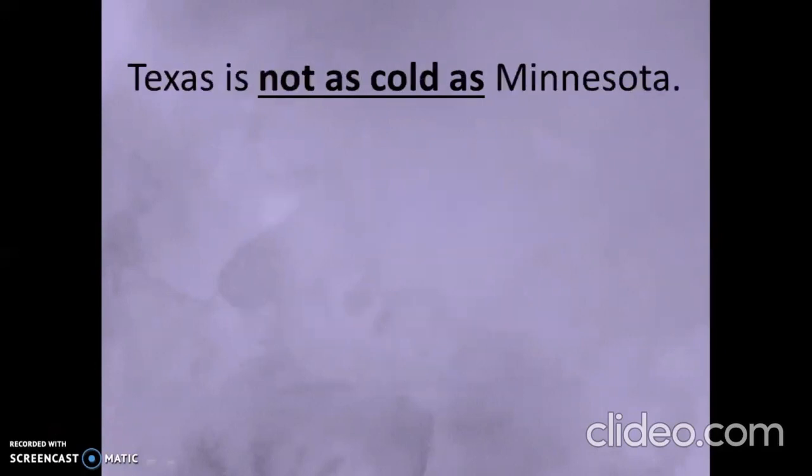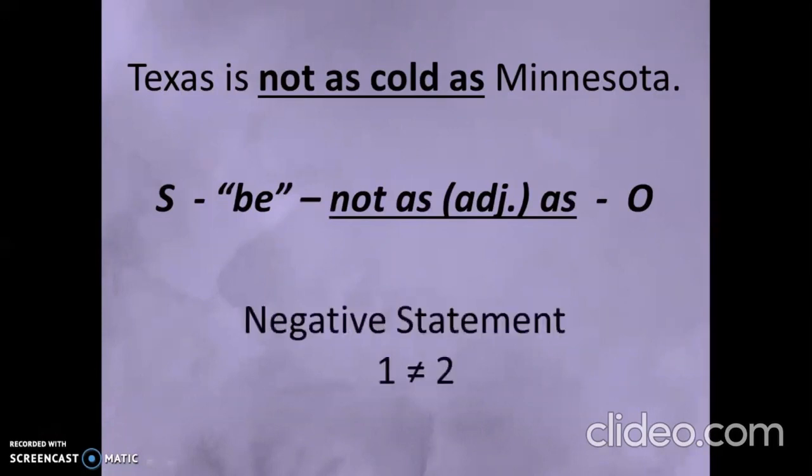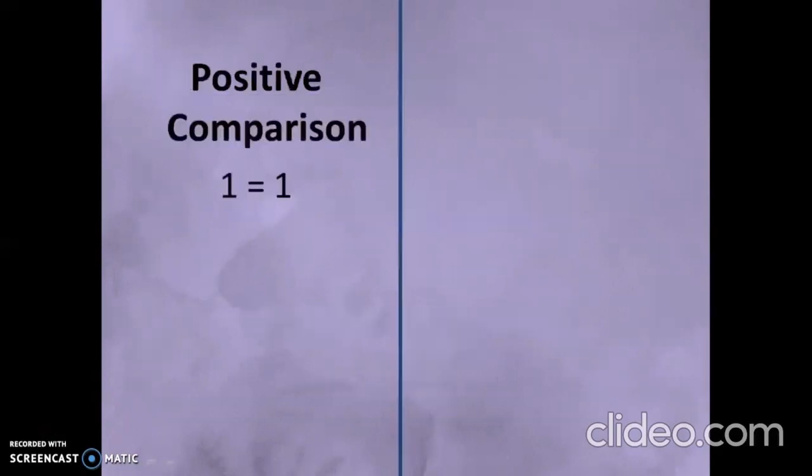Now take a look at this sentence. Texas is not as cold as Minnesota. Here I've got my subject, my be verb, but I've added the word not into my as adjective as phrase. And then of course I end with my object, Minnesota. Here I'm making a negative statement and I'm saying that two things are not equal. Texas is not as cold as Minnesota, so it's kind of like in math, if I use the does not equal sign, 1 does not equal 2. I'm saying that these things are not the same.